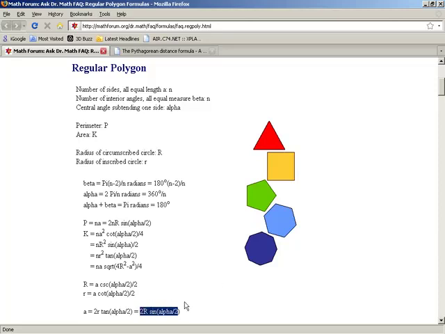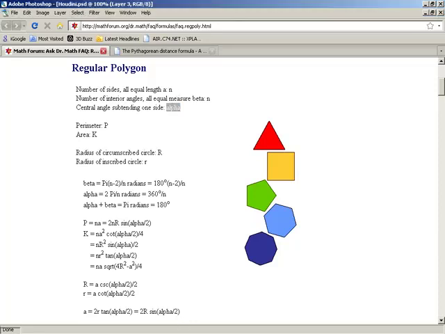So we've got this guy right here: 2r sine of alpha over 2. All right, what's alpha? Alpha is something new. Coming back up here and working our way down. Let's see, no alpha, beta. Alpha: central angle subtending one side. That's alpha. Wow, this guy is actually very easy to calculate. Yeah. We've already done it.